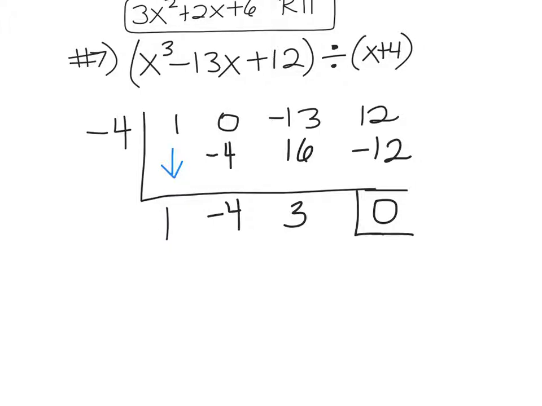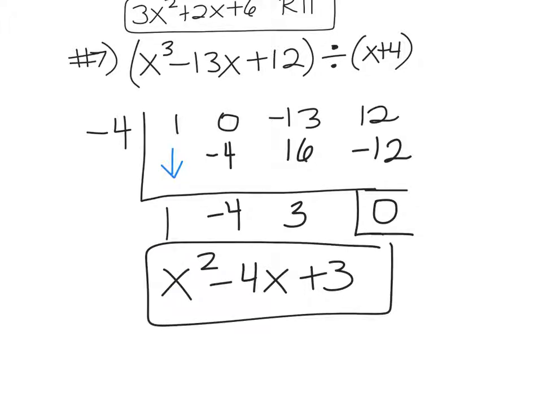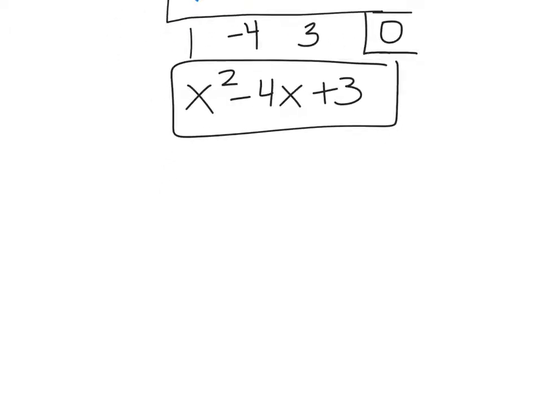So our answer is x squared minus 4x plus 3. That's it. That's so much faster than long division. Do you want to try one? Yeah. Okay.